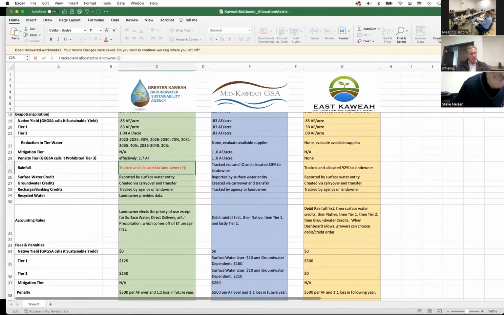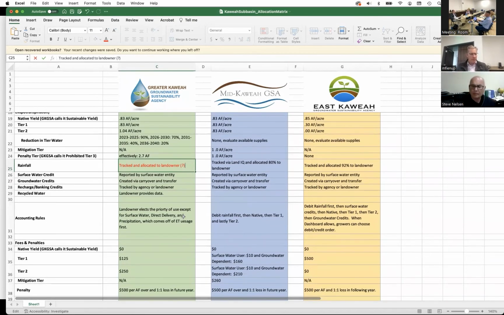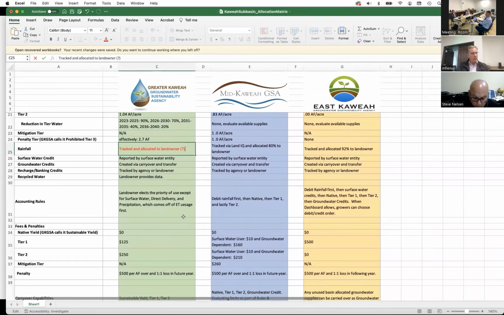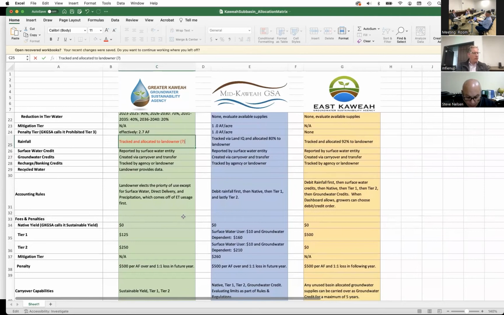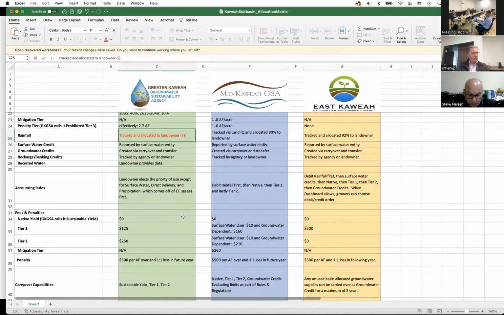But I was just going to comment that when we ask what's the difference between the different rules and regulations, the emergency ordinance, largely the way I put this together was I would flip a sheet, and they were all very similar. Yep. Is there anything worth mentioning about surface water credits, groundwater credits, recharge banking credits, recycled water?